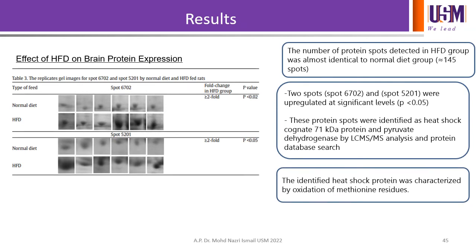So this image showed the selected spots for the proteins from the rats with normal diet and high-fat diet. Overall, the number of protein spots detected is quite similar between both groups, which is about 145 spots. Two spots, spot 6702 and spot 5201, were upregulated at significant levels in the high-fat diet compared to the normal diet. And these protein spots were identified as the heat shock cognate protein and the pyruvate dehydrogenase via LC-MS analysis and protein identification. The identified heat shock protein was characterized by oxidation of the methionine residues.